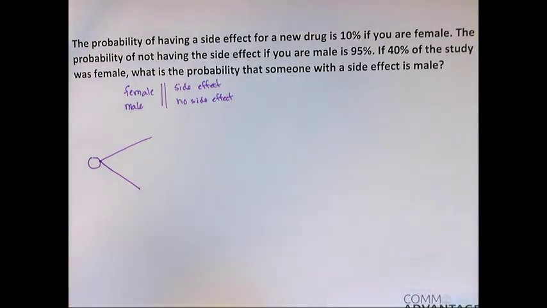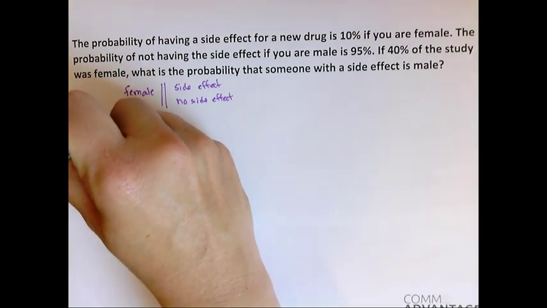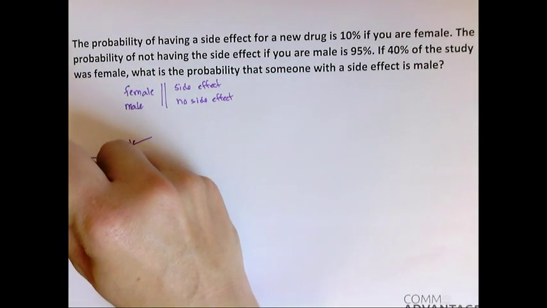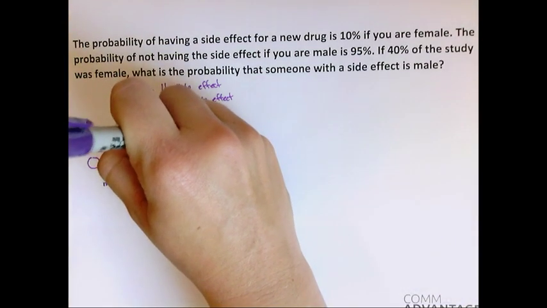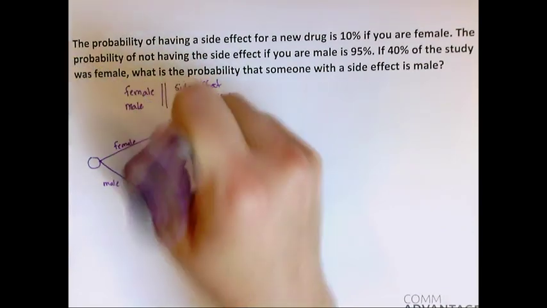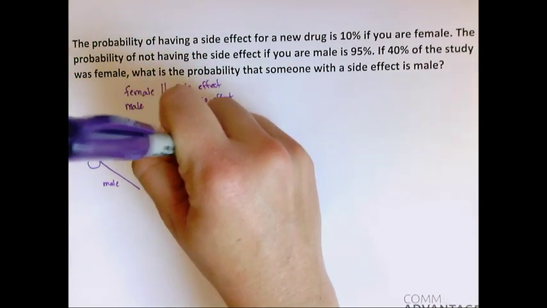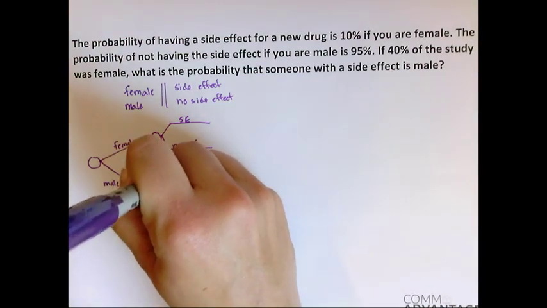I find it makes a lot more sense to just put our probabilities onto a tree, take the extra minute to draw a tree, and then go from there. So I'm going to call the upper branch being female, and then male. And then the second event here is whether or not we have a side effect. So we can have a side effect or we can have no side effect. I'm just going to use some shorthand here so that we don't have a super messy tree.